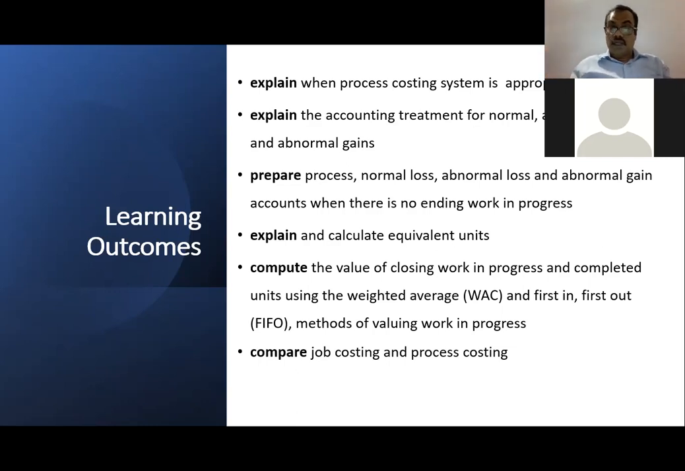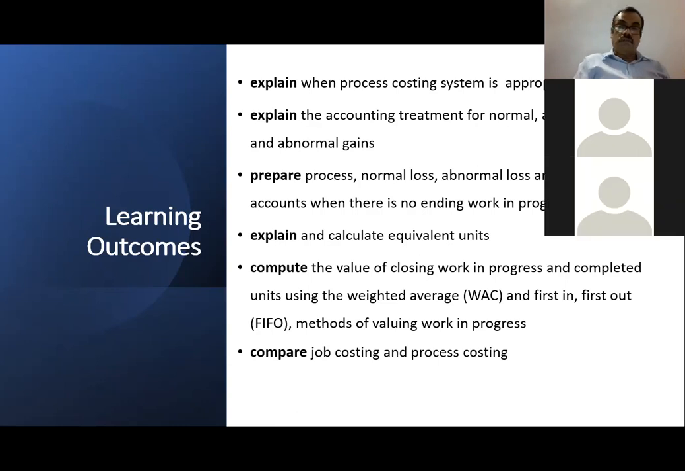Not real units sometimes. Then compute the value of closing stock, because in any production process, there could be completely finished goods and partly finished goods. So how are we going to ascertain the value of finished goods and partly finished goods? That is what we call work in progress.